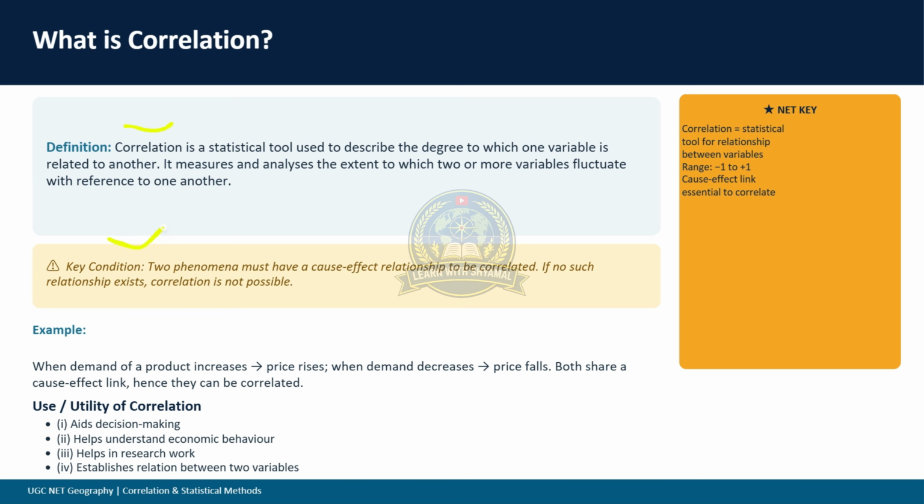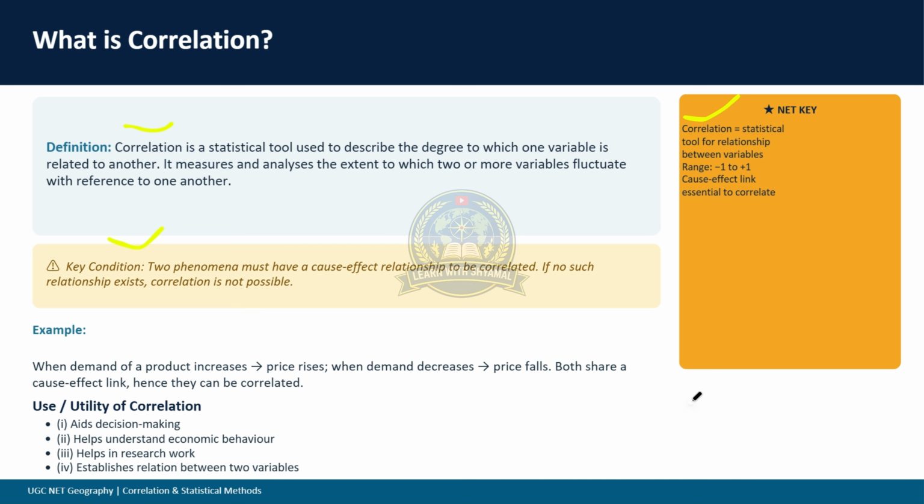Example: when demand of a product increases, price rises. When demand decreases, price falls. Both share a cause-effect link, hence they can be correlated. Use and utility of correlation: aids decision making, helps understanding economic behavior, helps in research work, establishes relation between two variables. Key point: correlation is a statistical tool for relationship between variables, range -1 to +1, cause-effect link essential to correlate.